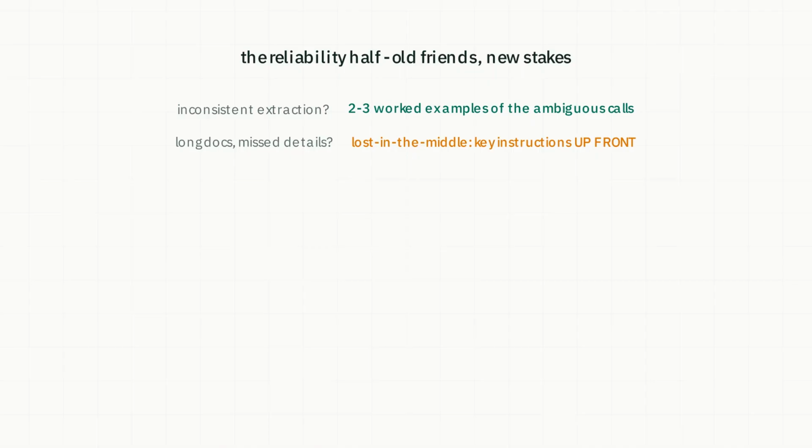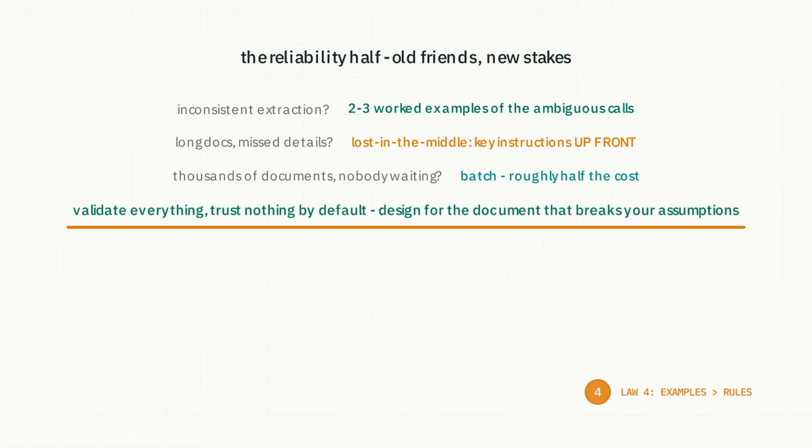And at pipeline scale, the batch interface returns for its correct use. Thousands of documents, nobody waiting, roughly half the cost. This scenario is where the whole series' evaluation instinct becomes architecture. Validate everything, trust nothing by default, and design for the document that breaks your assumptions.